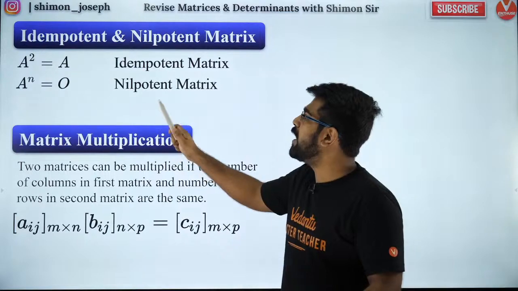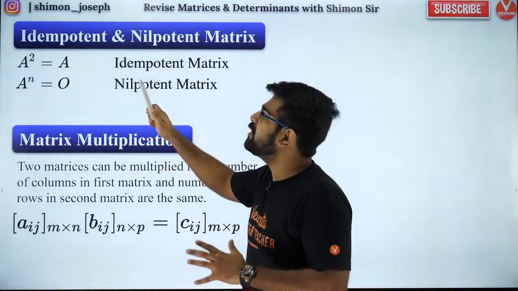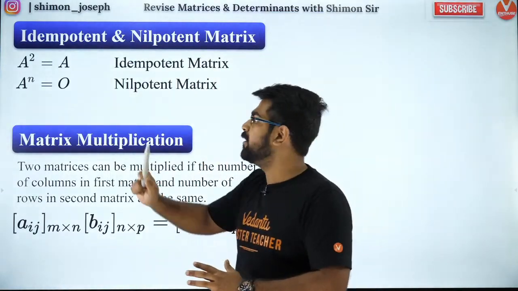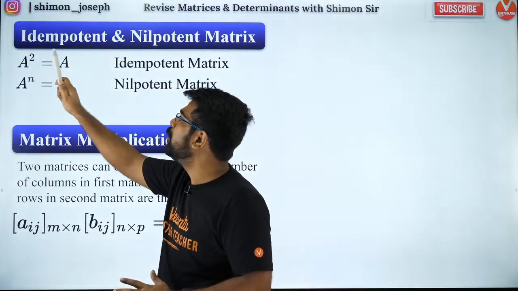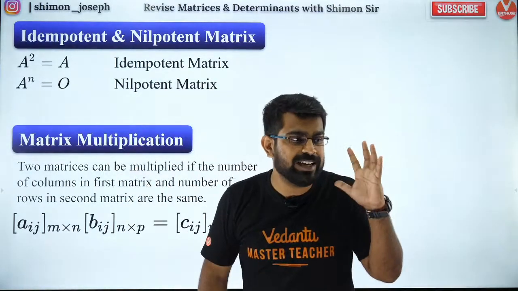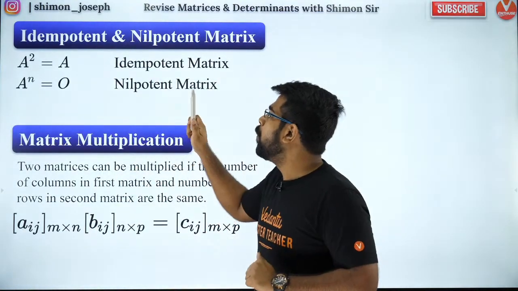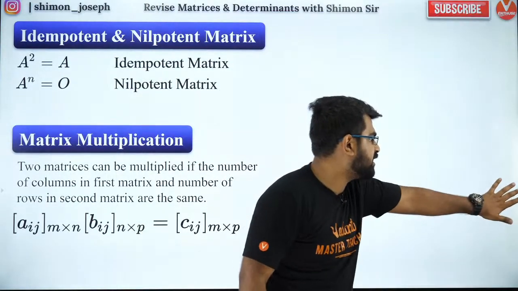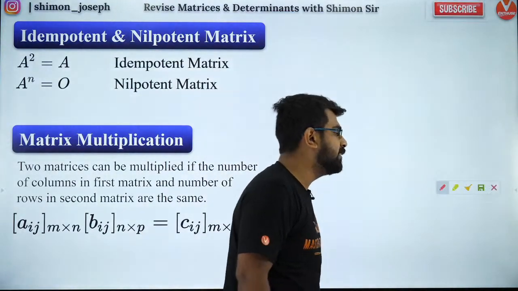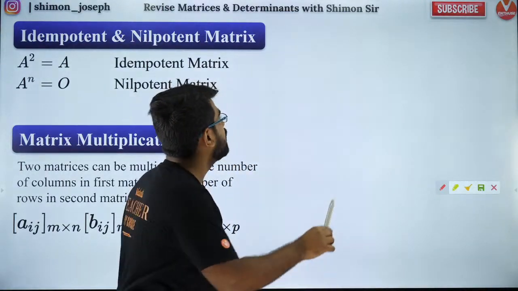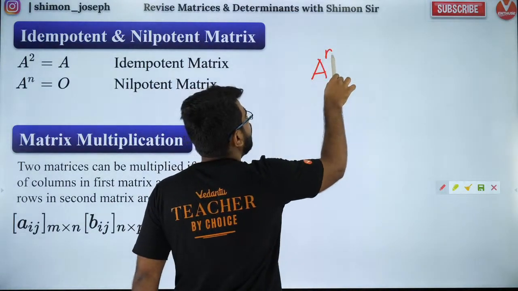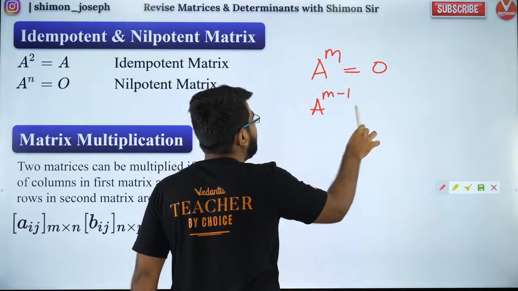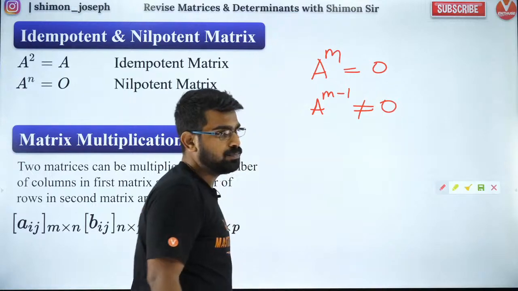Perfect. So guys, whenever you have a question telling you that A is an idempotent matrix, what you need to understand is that your A square should be equal to A. That is the meaning of it. Got it? What do you mean by nilpotent matrix? Nilpotent is a bit interesting. You need to study it properly. Nilpotent matrix means some power of A will be 0 provided the previous power is not 0.